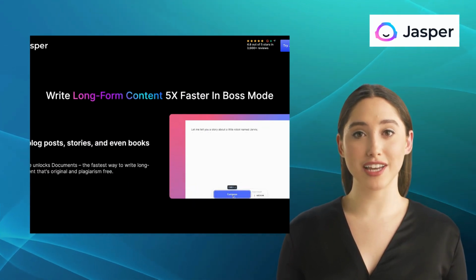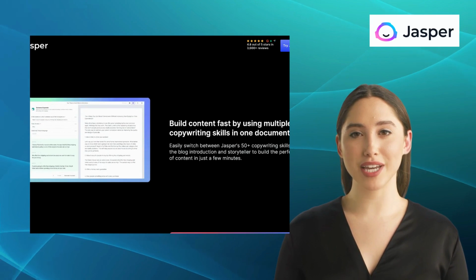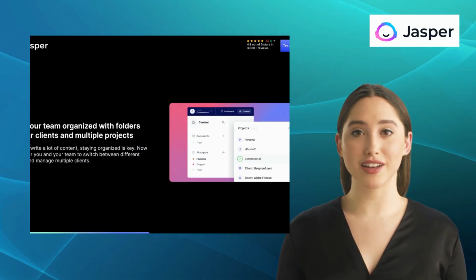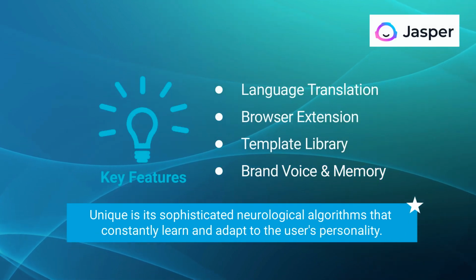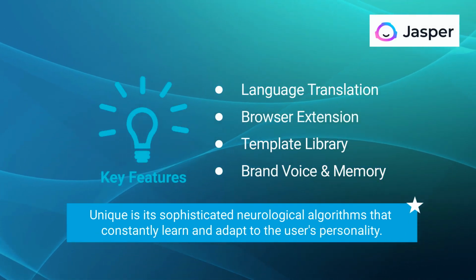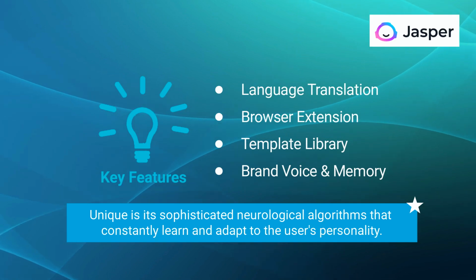With Chai Research, you can nurture a deep friendship that is always available, highly attentive, and understanding of all your needs. One of the standout features that make the Chai Research platform unique is its sophisticated neurological algorithms that constantly learn and adapt to the user's personality.